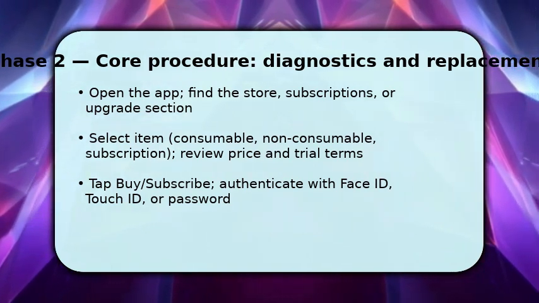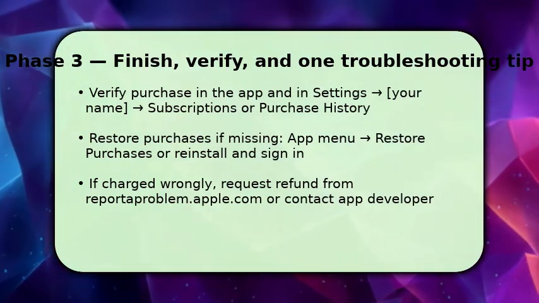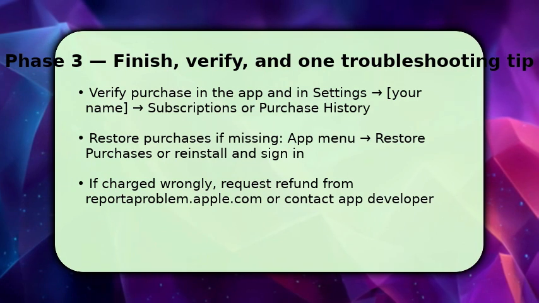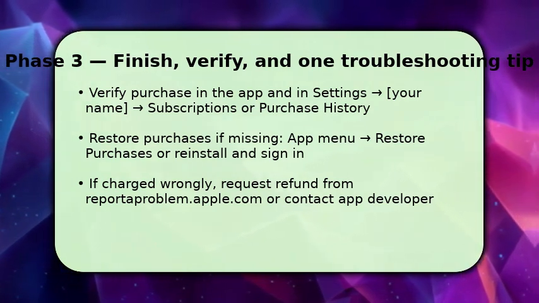You finish by confirming the purchase. Check the app's unlocked features and verify the charge in Settings. Tap your name, then Purchases or Subscriptions.